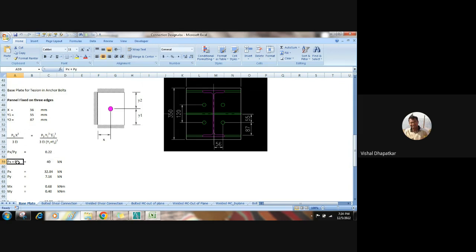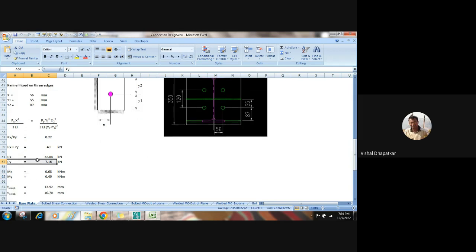So Px plus Py, both these forces should contribute to the 40 kilonewton. Just by solving these two equations, we will get Px and Py. What is meant by Px and Py is how much load is getting transferred to this edge and how much load is getting transferred to these other two edges. Here we can see that Px, the maximum load on this cantilever edge, is 32.84 kilonewton, and Py will be 7.16 kilonewton.